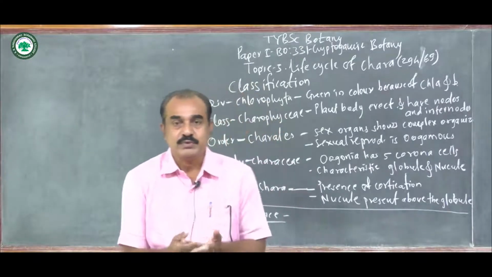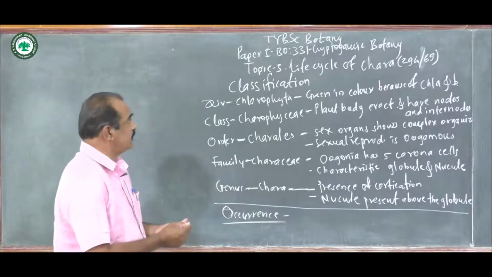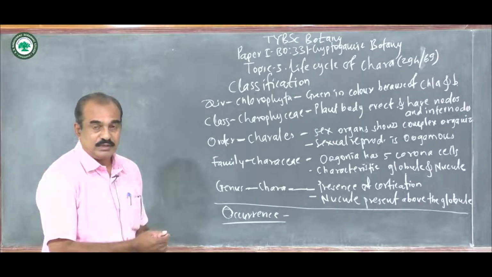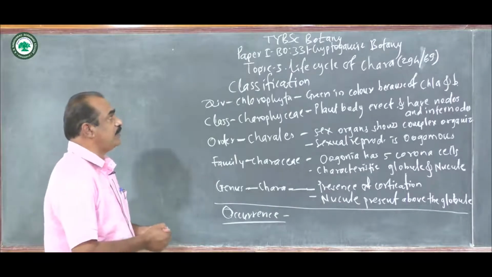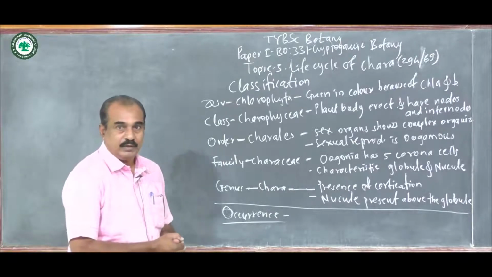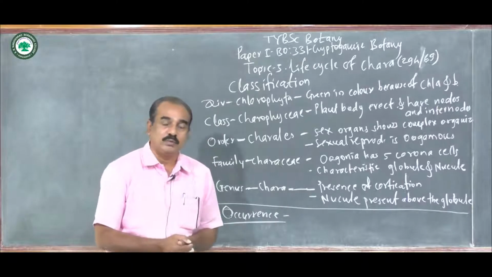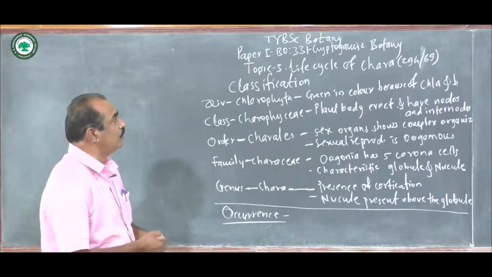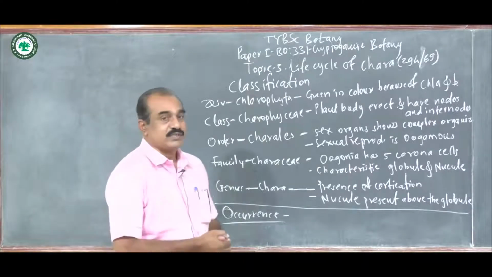So, today we are going to see the T.Y.B.Sc Botany, paper first, BO 331, Cryptogamic Botany, and from this paper, topic number 3, that is the life cycle of Chara. Now, Chara is a freshwater alga. It is found in India and also all over the world. All over the world, there are about 294 species, and in India, there are about 69 species.